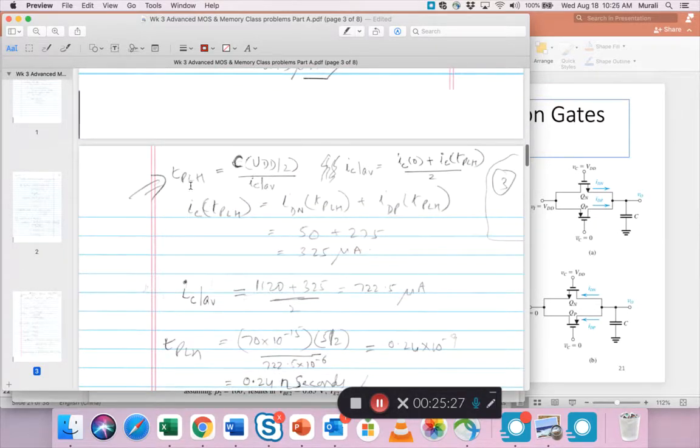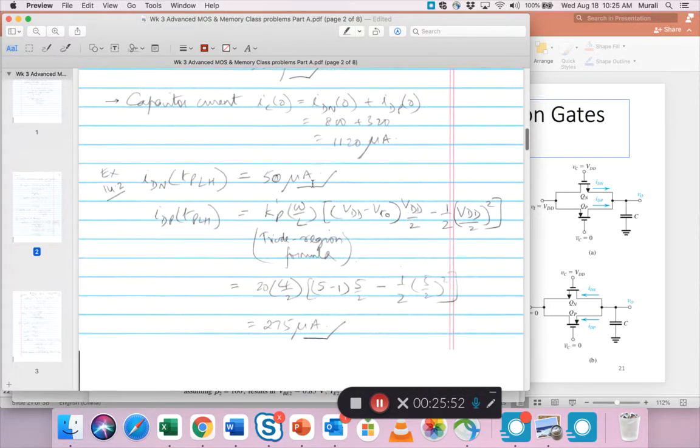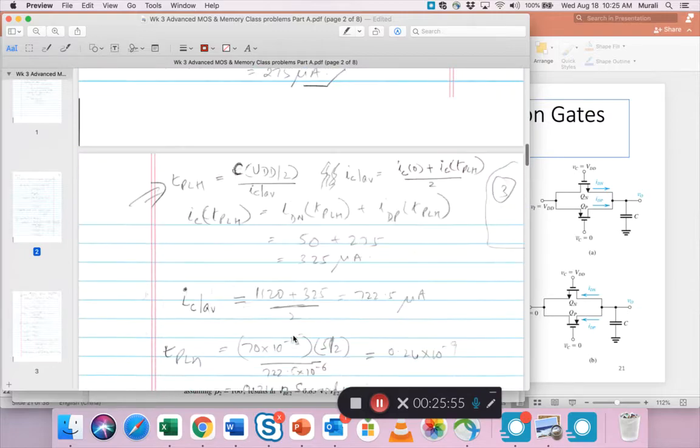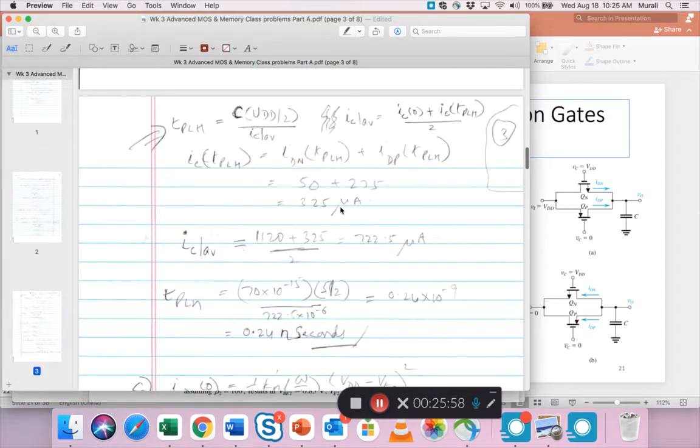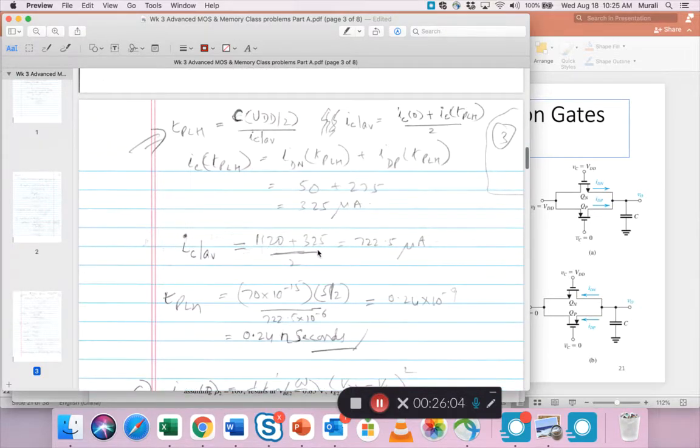Now, to find TPLH, the time, you use this formula. But to use this formula, you need the average current. The average current is the sum of the two currents. This IC0 we already found as 1120, but this IC at TPLH is again the sum of the NMOS and the PMOS currents, the 50 and 275 which we have here. So if you add those, you come up with 325. Then the IC average is 1120 plus 325 divided by 2, which is this formula.